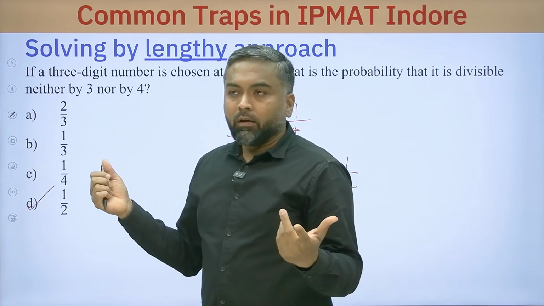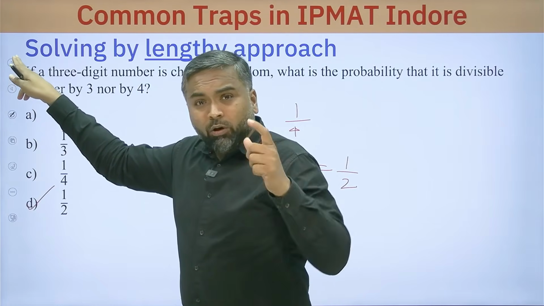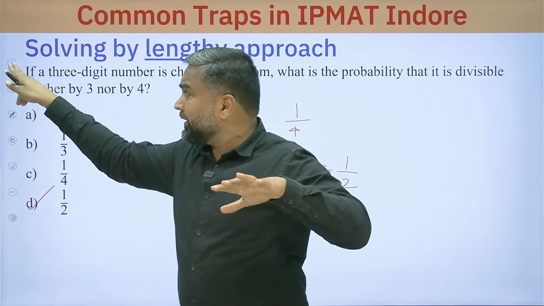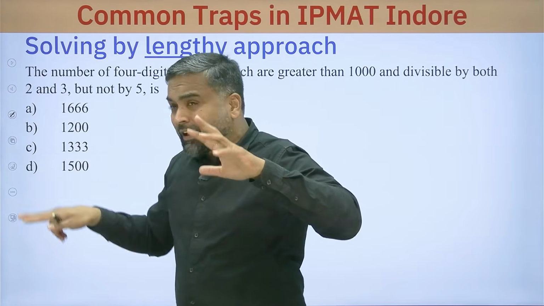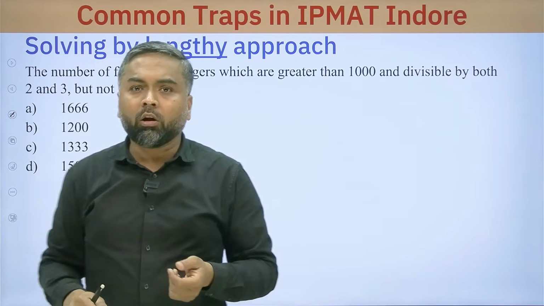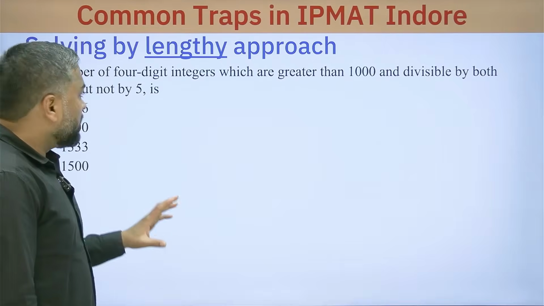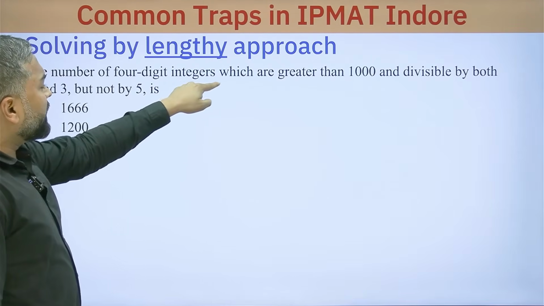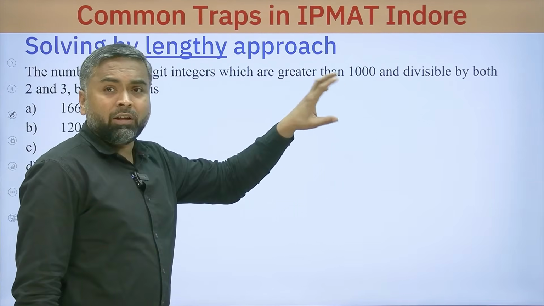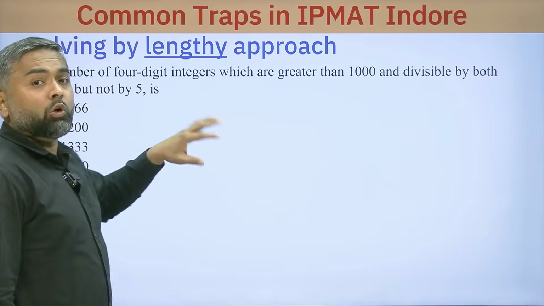Now, this was asked in IPMAT Indore. A similar question was asked the next year in the IPMAT Indore. Now let's try to use the same property that we learned just now. The number of 4-digit integers which are greater than 1000 and divisible by both 2 and 3 but not by 5.